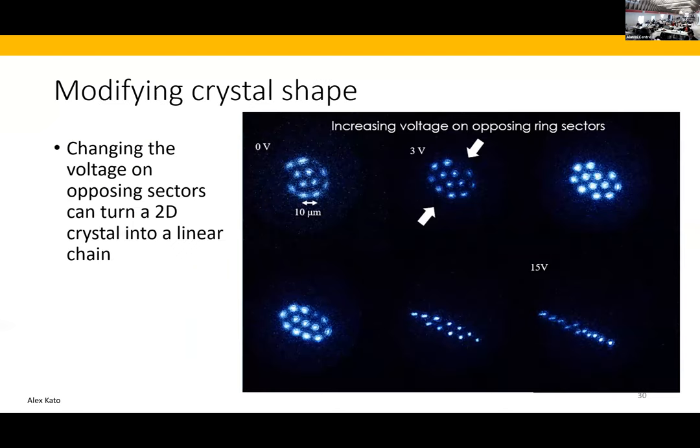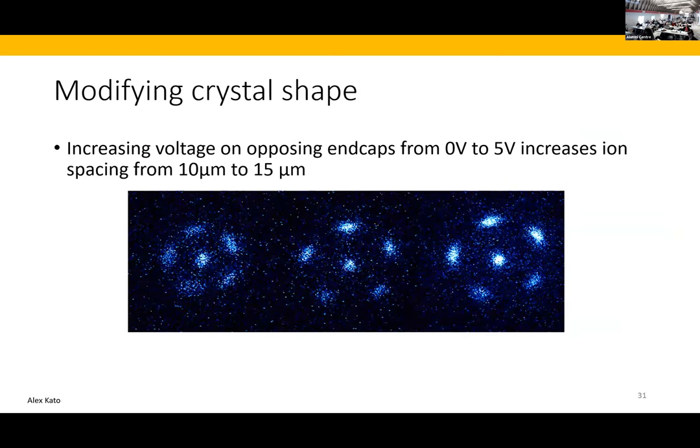So by playing around with these different sectors, each of which can be individually controlled, we can alter the shape of the trapped ion crystals. For example, changing the voltage on 2 opposing electrodes can turn this nice 2D crystal into a linear chain of trapped ions by applying a voltage difference of 15 volts. Can also change the ion spacing by increasing the squishing potential on the end cap electrodes, which potentially may be useful for individual ion addressing in later experiments.